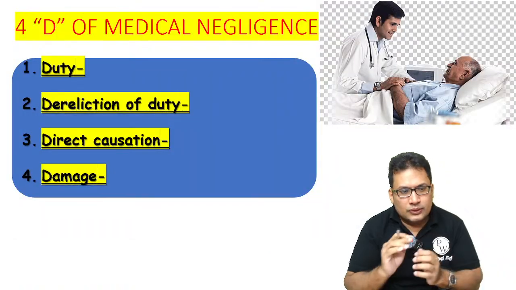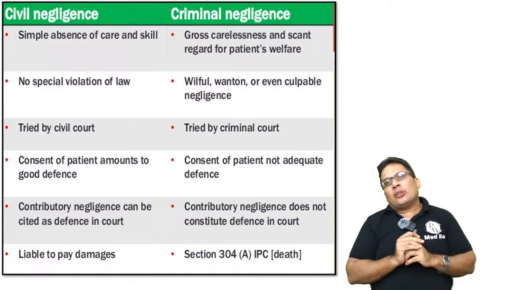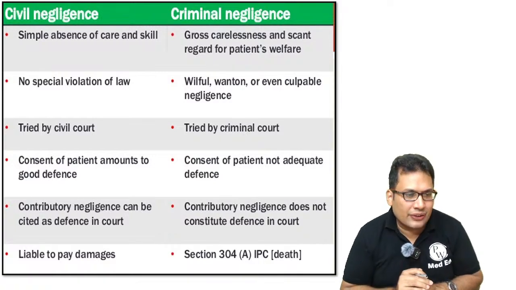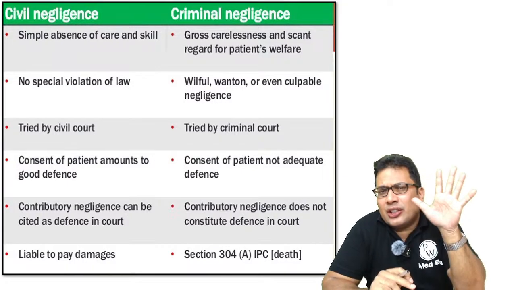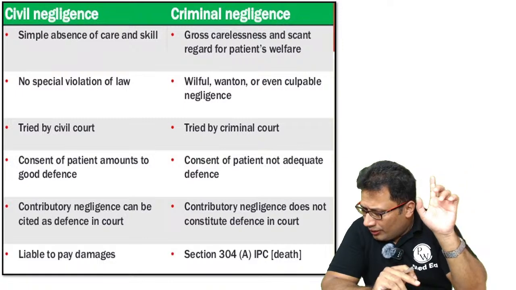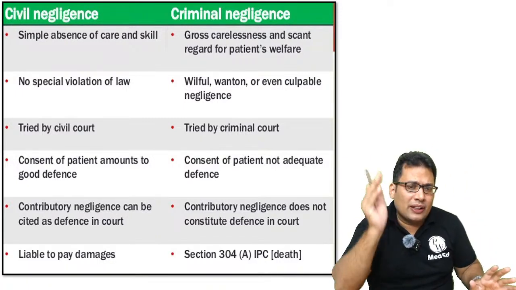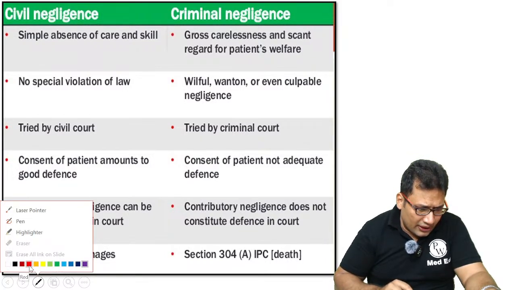Now, the 4D elements we discussed. Next is the types of medical negligence. Remember, there are two broad categories of medical negligence. The first one is civil negligence. The second one is criminal negligence. Let's discuss each one in detail.